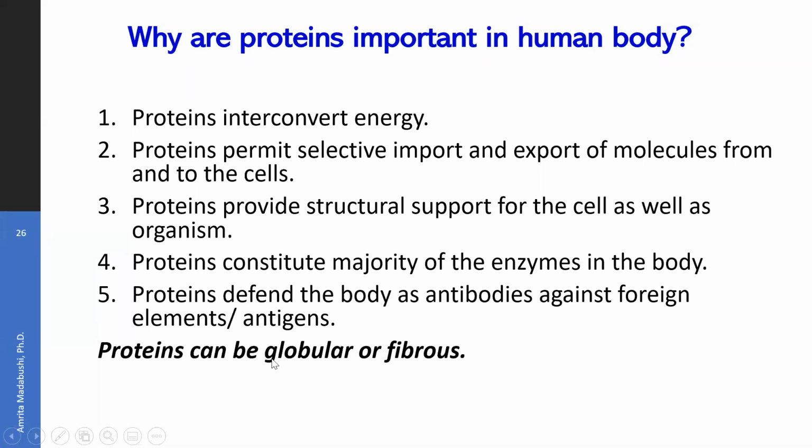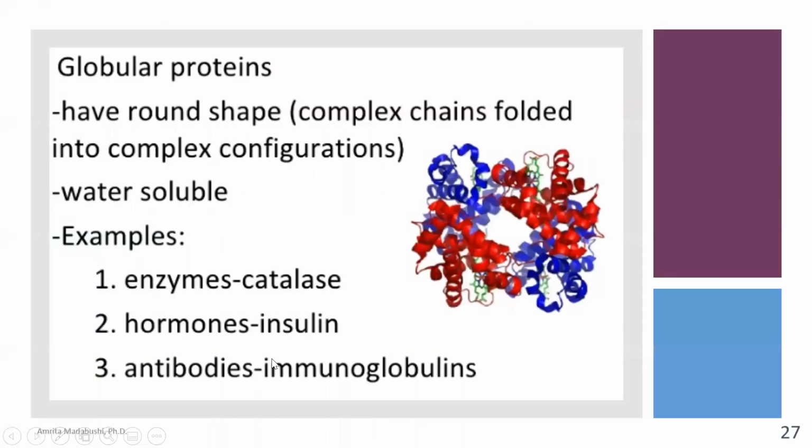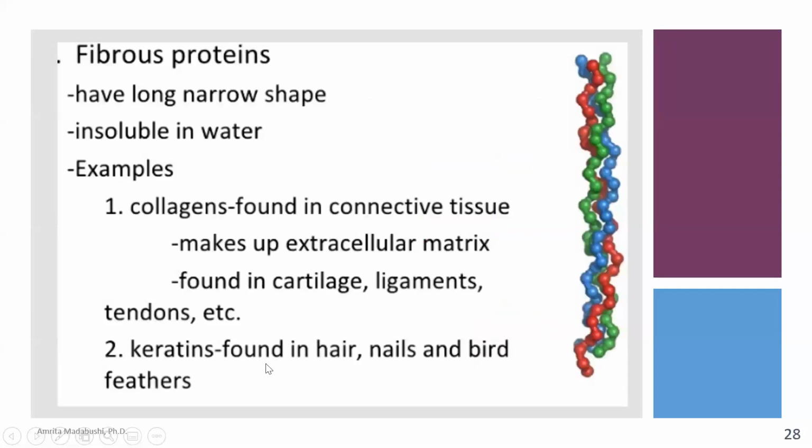The proteins can be globular or they can be fibrous. What do we mean by that? Because this is the first time you see the term globular, but it's kind of obvious that they have a globe-like or round shape, and these are typically water soluble. And here are some examples of globular proteins: enzymes, hormones, and antibodies.